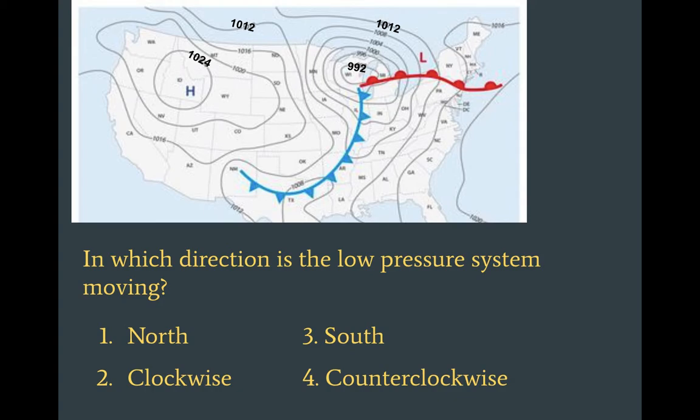Next, in which direction is the low pressure system moving? Is it moving north? Is it moving clockwise? Is it moving south? Or is it moving counterclockwise? Remember, low pressure systems are also called cyclones, and they move counterclockwise.